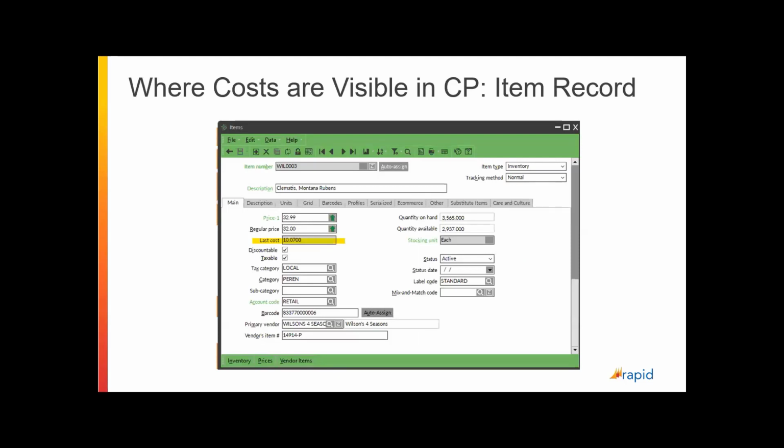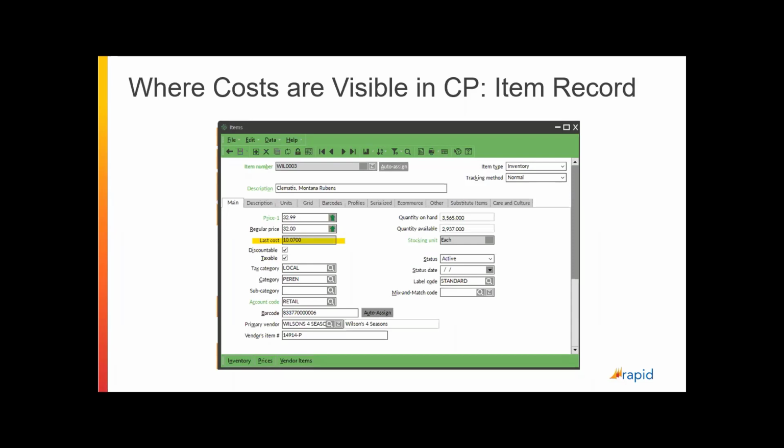Okay, so where costs are visible in Counterpoint. We're going to start right at the most simple screen. This is going to be your items window. Now, if you don't know what this window is, you might not be using Counterpoint. This is probably one of the most common windows that is ever open whenever you're utilizing this system. Highlighted in yellow here, we can see the first one that Chris talked about, last cost. For this plant, we have a last cost of $10.07.